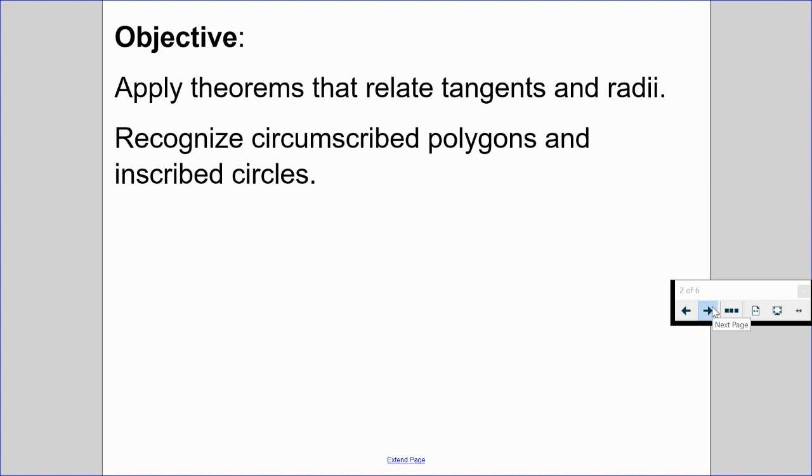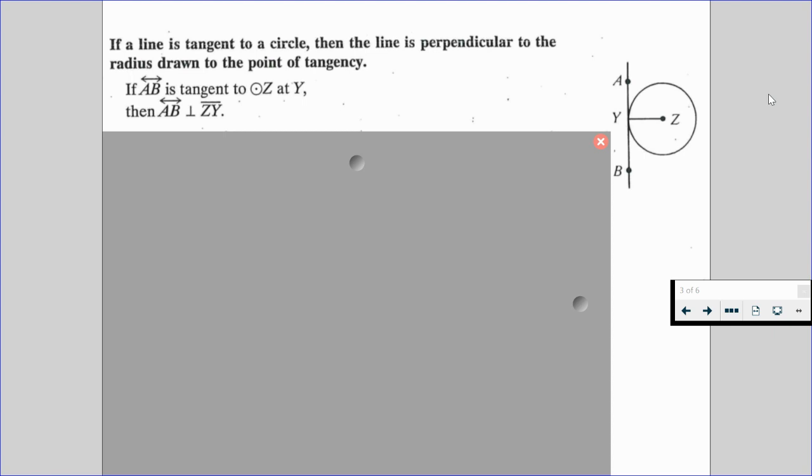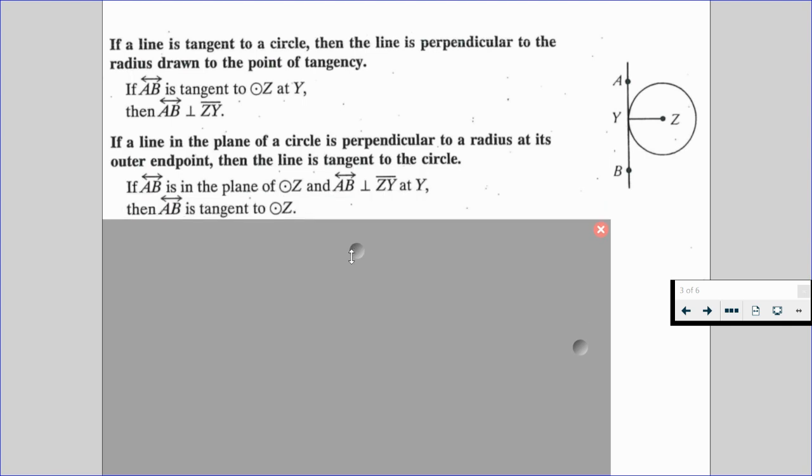Let's begin. If a line is tangent to a circle, then the line is perpendicular to the radius drawn to the point of tangency. So if line AB is tangent to circle Z at point Y, then line AB is going to be perpendicular to segment ZY. If a line in the plane of a circle is perpendicular to the radius at its outer endpoint, then the line is tangent to the circle.